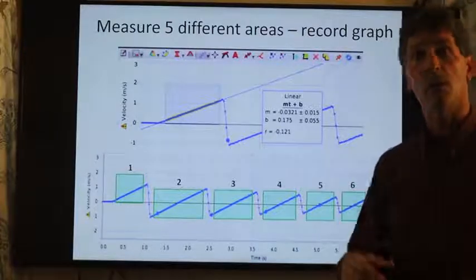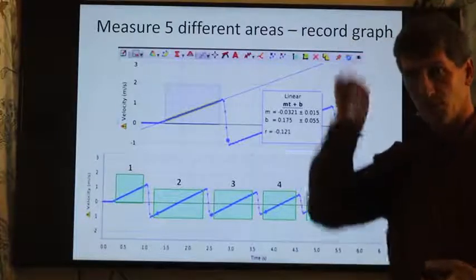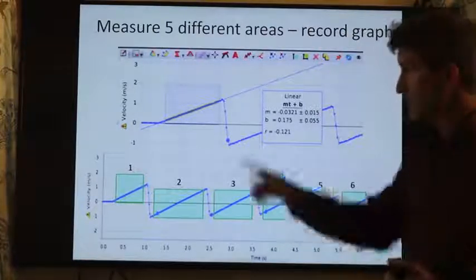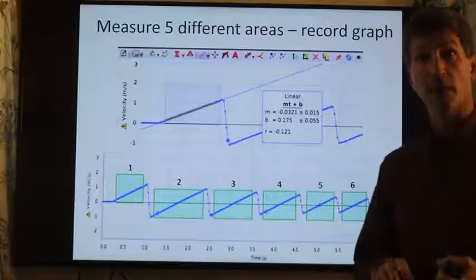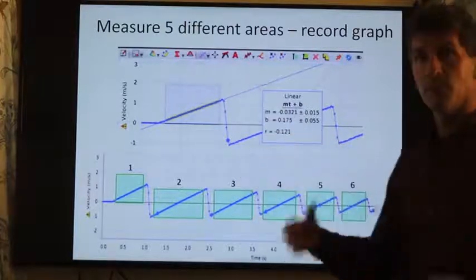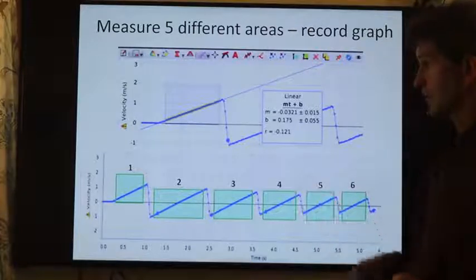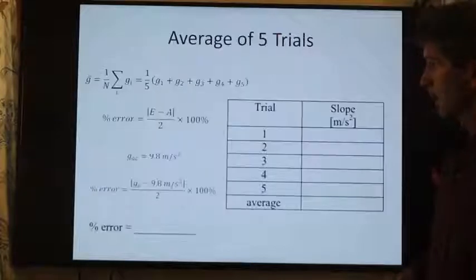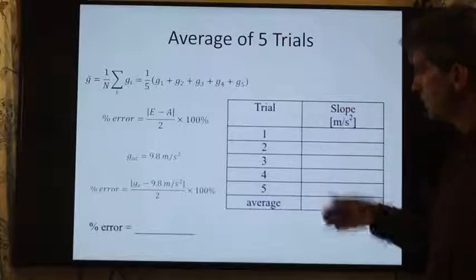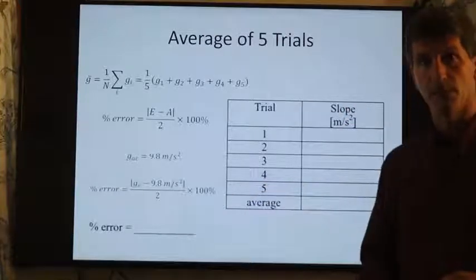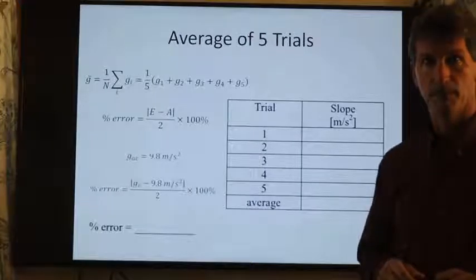Okay? Remember, to be a vector, even though this is one-dimensional motion because it's up and down, to be a vector, you have to have magnitude, the slope is the magnitude. And you have to have direction. Up, down, positive, negative. There's your vector nature. There's your direction. Okay, so do 5 different slopes, find the average, calculate percent error, and you're done with the first part.